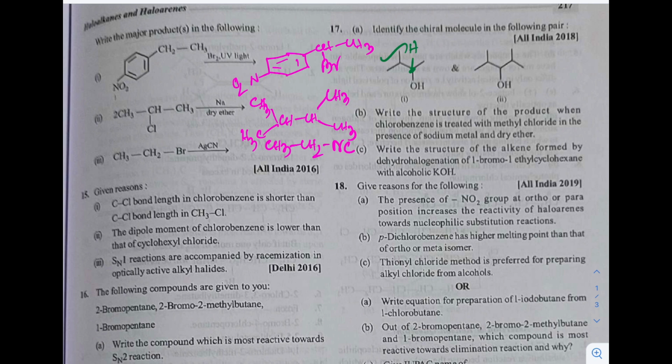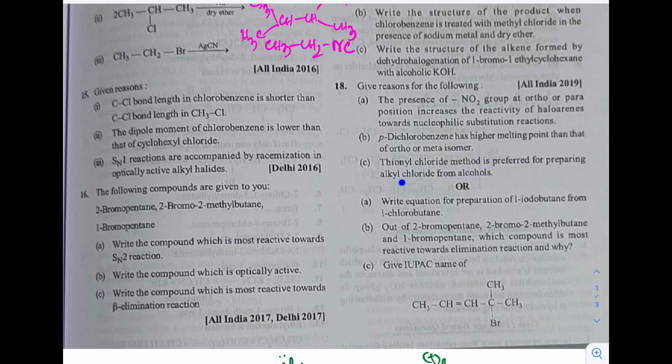It's done. 17b. Next, 17c. Thionyl chloride method is preferred for preparing alkyl chloride from alcohols. So here two reasons are there. One is when we use thionyl chloride, we get two gaseous substances as byproducts along with alkyl chlorides. One is sulfur dioxide gas and another one is HCl gas, which are removed easily from the system. That's why we can get alkyl chloride in pure form more easily.